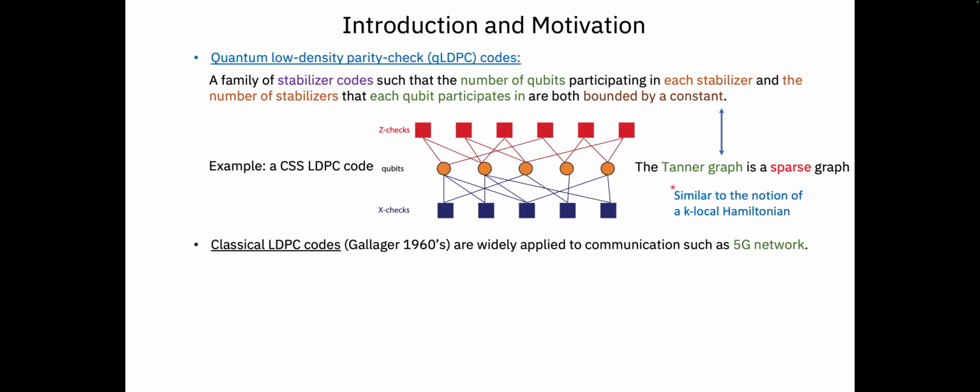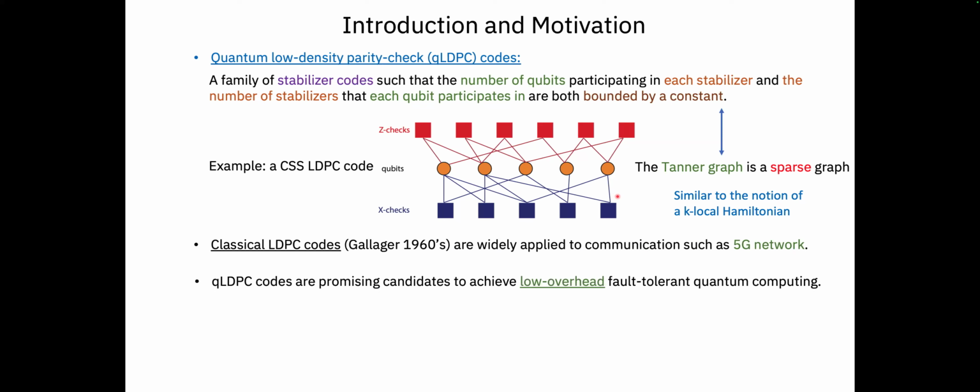In the classical world, the LDPC code was first discovered in the 1960s by Gallager, but it only very recently became applied to technology, especially in communications such as the 5G network. The quantum version of these LDPC codes are promising candidates to achieve very low overhead for fault-tolerant quantum computing. So it's not for communication, but for computing.